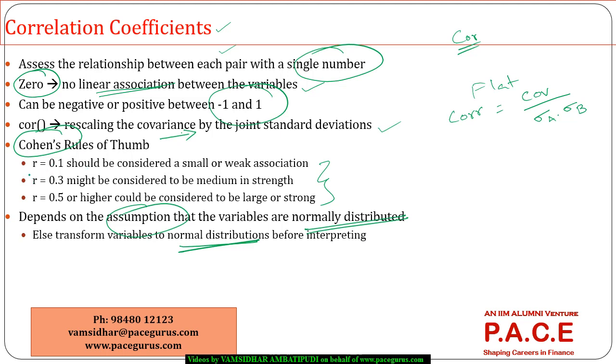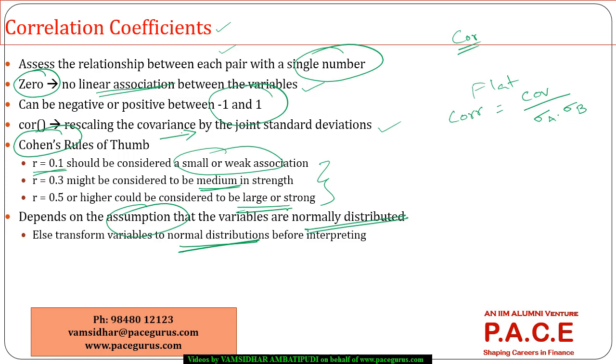But when the variables are very much normal, if the correlation value is around 0.1, it is typically treated as a small or weak kind of correlation. If it is 0.3, I talk about it as a medium, and anything above 0.5 is typically taken as a strong linear association existing between the variables.